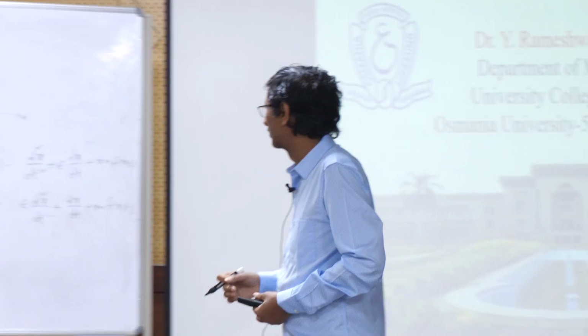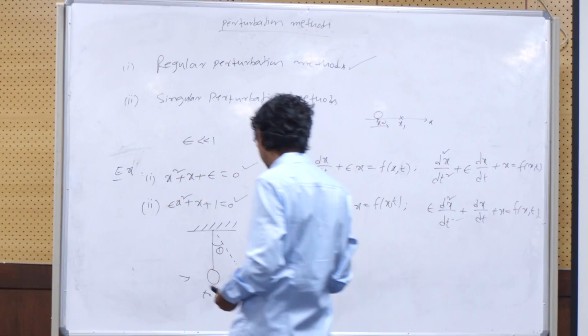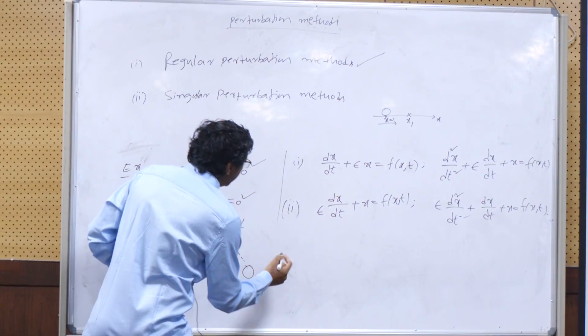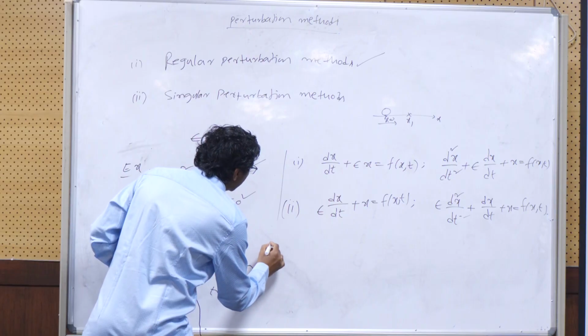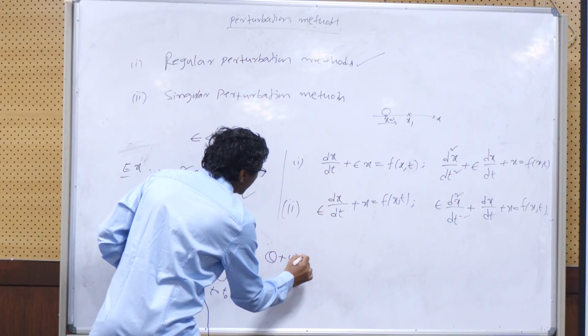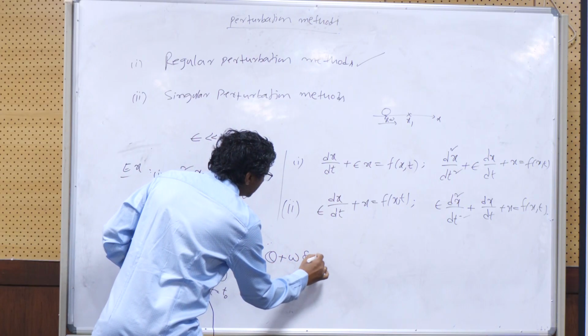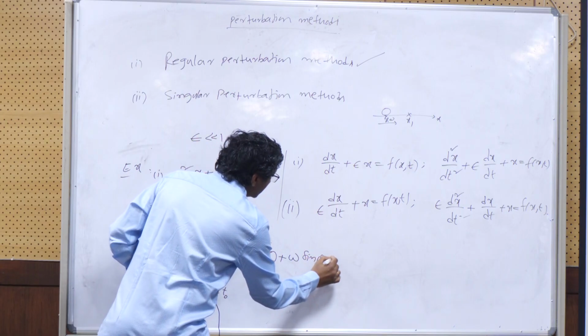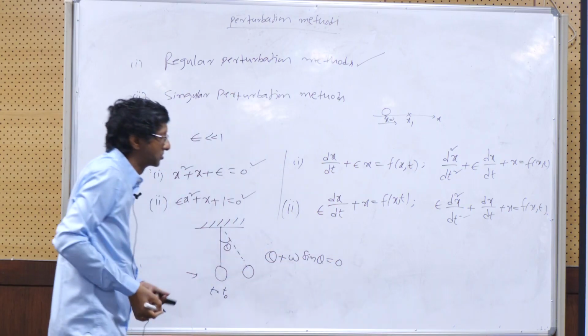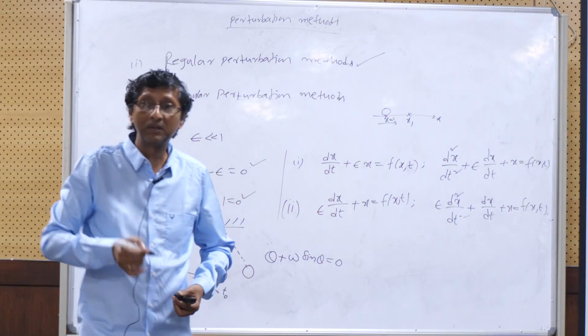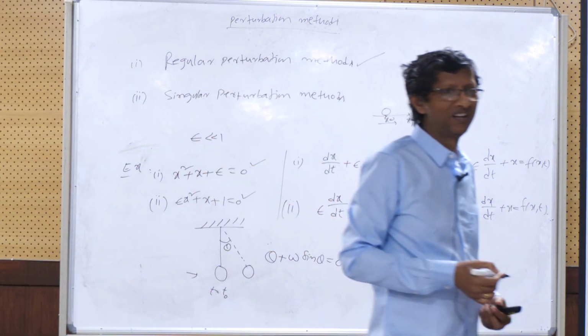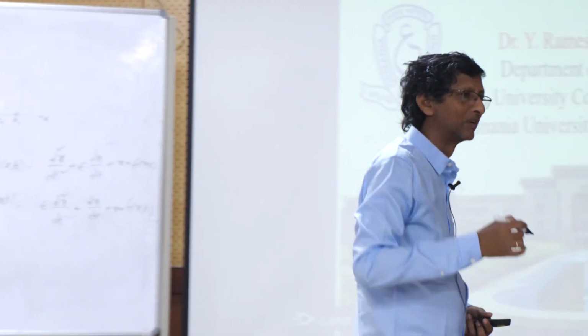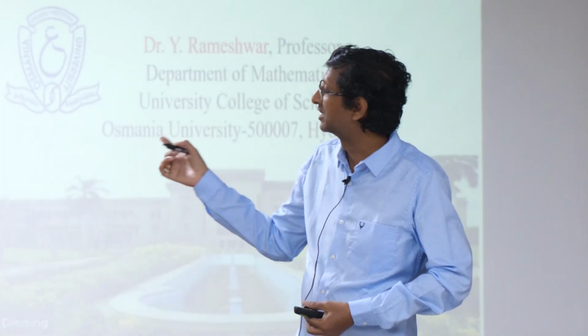So to understand the motion of this physical model, we have the equation theta double dot plus omega sin theta equals 0. So this is the equation that will help us understand the dynamics of this pendulum experiment.